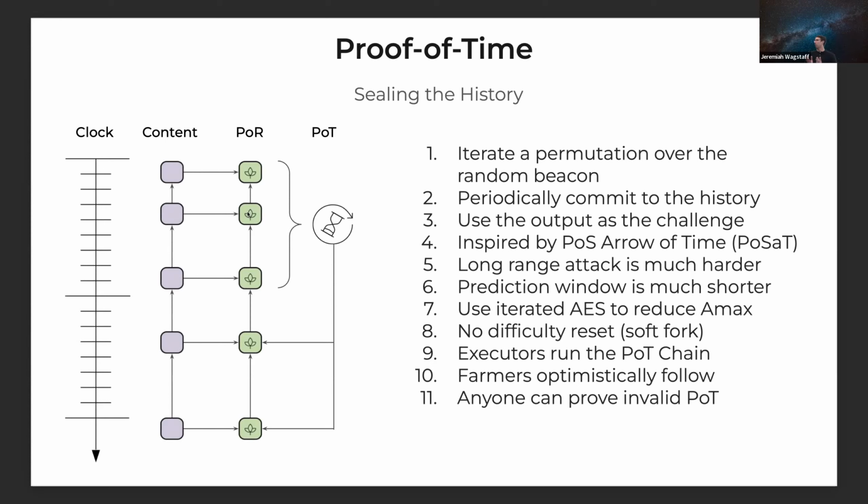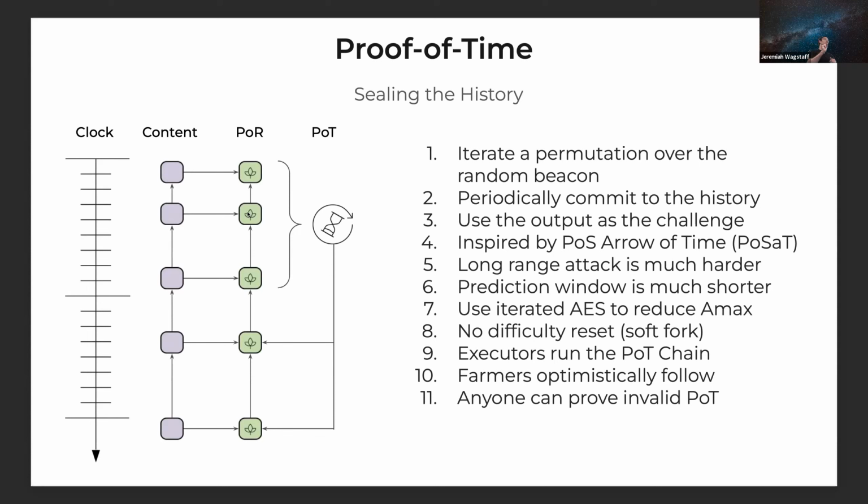Yeah, so this gets rid of the long range attack, or it makes it much, much harder, because the max speedup that you can get is only about 2 to 3x, assuming that you have this ASIC, and we're going to do that anyways. The prediction window becomes much shorter. It's actually shorter than it was before. So now it's even less than a second if we want.